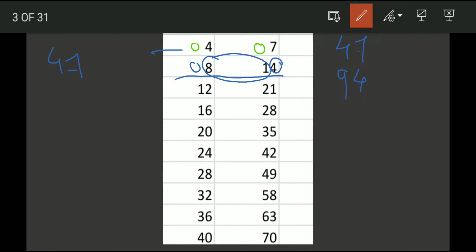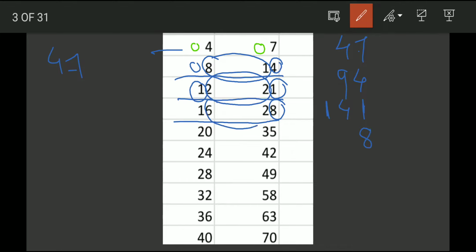Now here write this number as it is. Now add these two numbers. 4. Write this number as it is. So 47 threes are. Here also what do you do? Write 8 as it is. Add these two numbers. So 6 plus 2, 8. Write this number as it is.